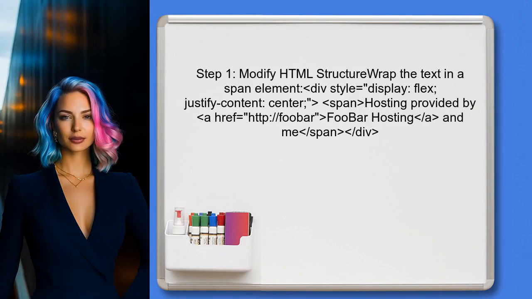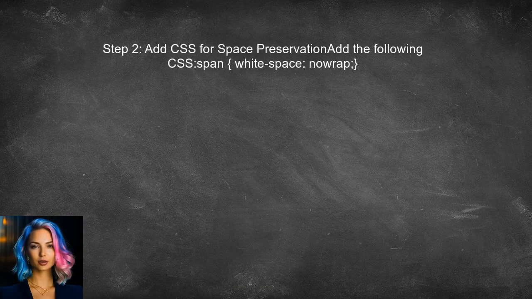centered. To address the issue of missing spaces in the text, the user can start by modifying the HTML structure slightly. Instead of placing the text directly inside the flex container, they can wrap the text in a span element. Next, the user should add some CSS to ensure that the spaces are preserved. This can be done by setting the white-space property to nowrap for the span element.